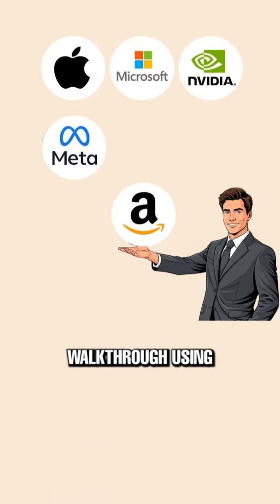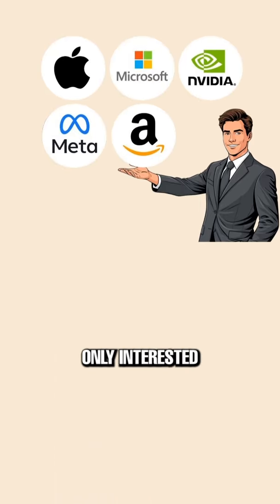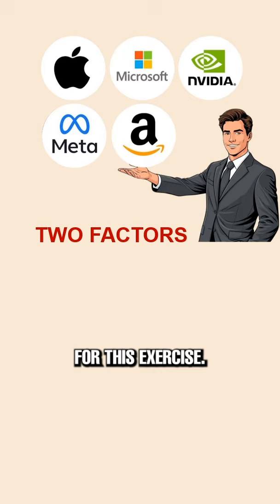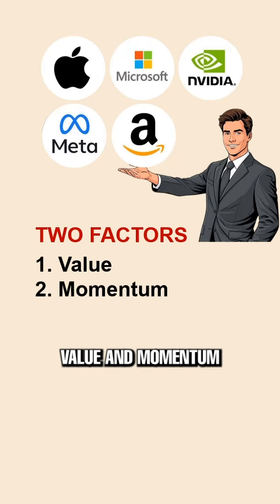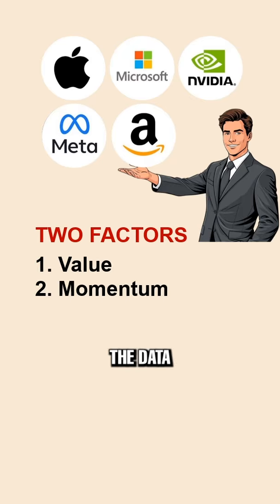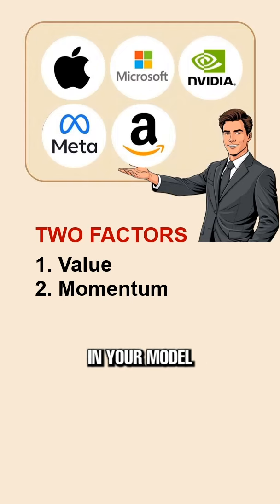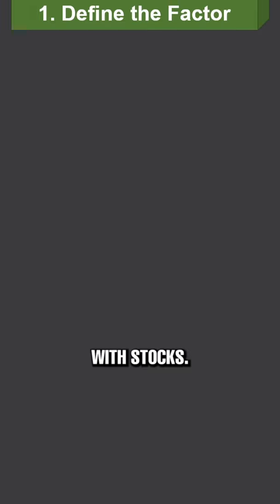Let's do a walkthrough using a basic example. Say we're only interested in the top 5 largest NASDAQ stocks, and we want to rank them in order of their desirability as an investment. For this exercise, we'll only consider value and momentum, since sourcing the data that goes into these two factors will be fairly straightforward to demonstrate. In reality, you'll probably want more factors in your model to provide diversification, just like how you diversify with stocks.